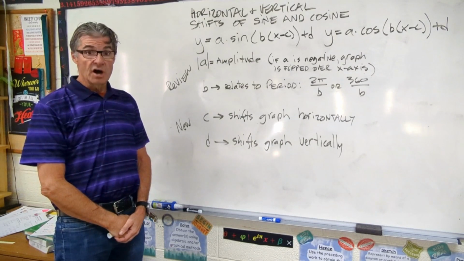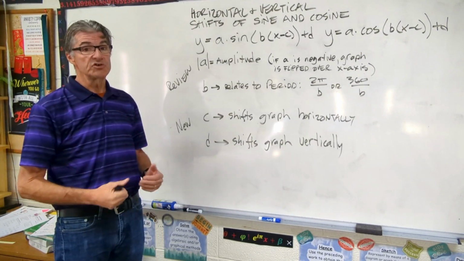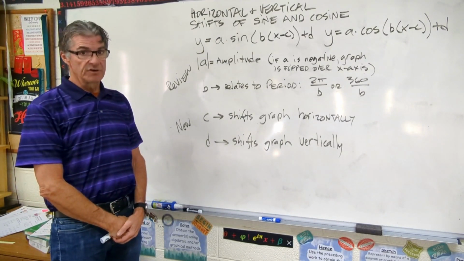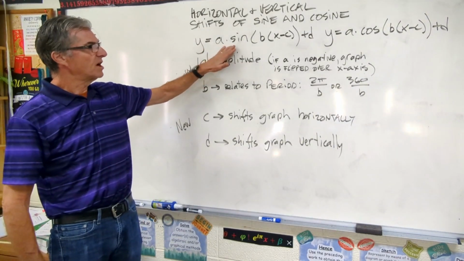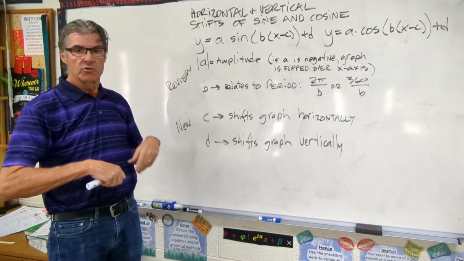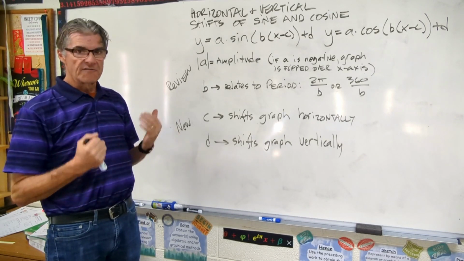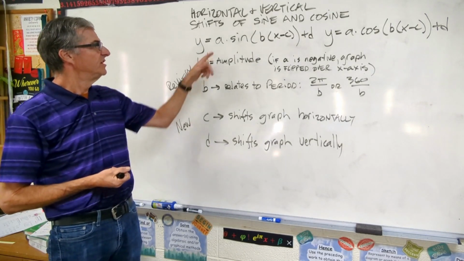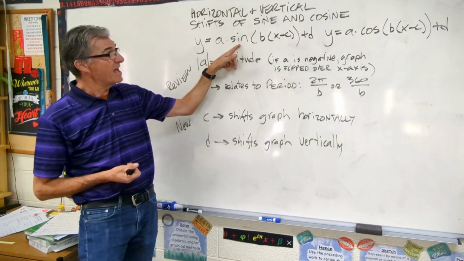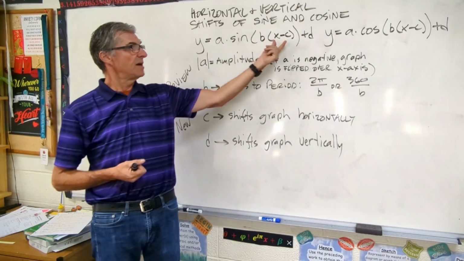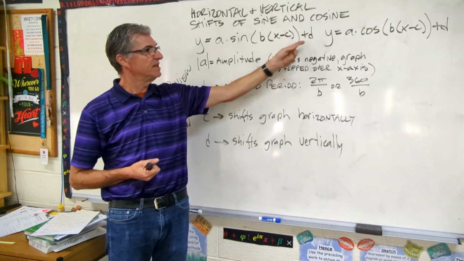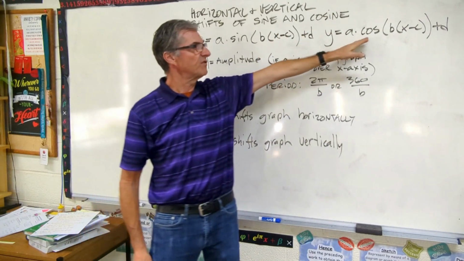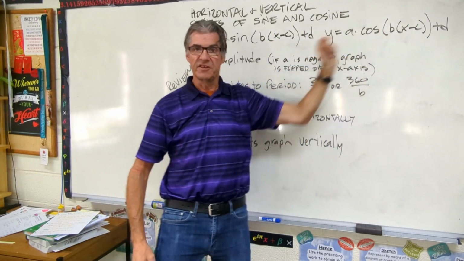Today's topic covers horizontal and vertical shifts of sine and cosine. So what we have here are two general equations with our various letters for our variables for our transformations. So we have y equals a sine of b times x minus c, no longer just bx, but x minus c, plus d. And the same thing for cosine, same letters over there.